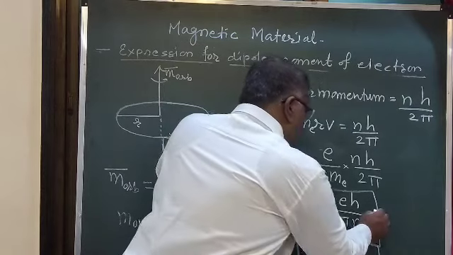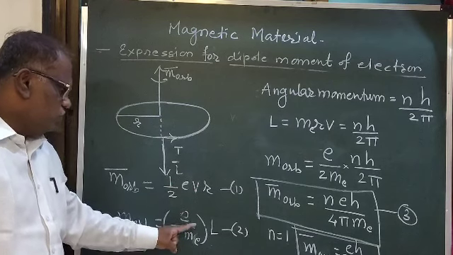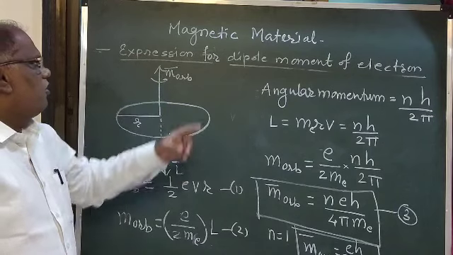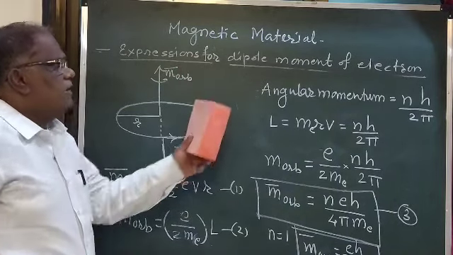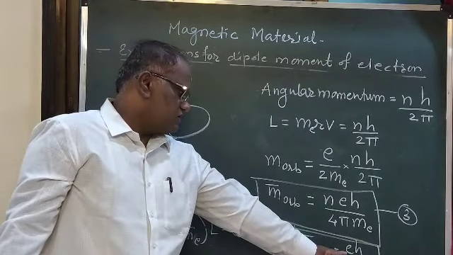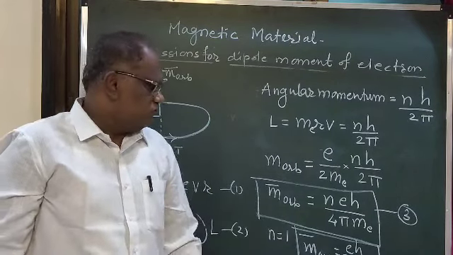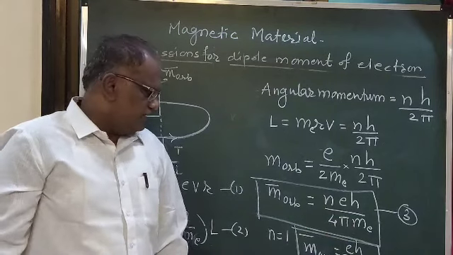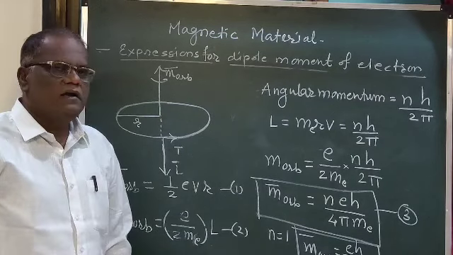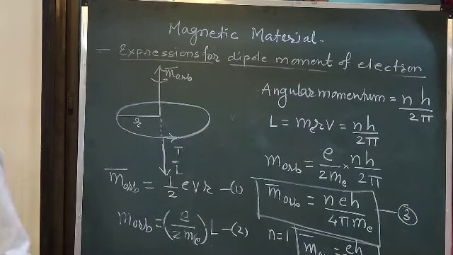Hence, this is equation number 3. Equations 1, 2, 3 give expressions for the dipole moment of the electron. The value of Bohr's magneton is eh upon 4 pi m. Its value is again a constant, and thus the orbital magnetic moment, the orbital dipole moment, can be expressed in terms of Bohr's magneton.